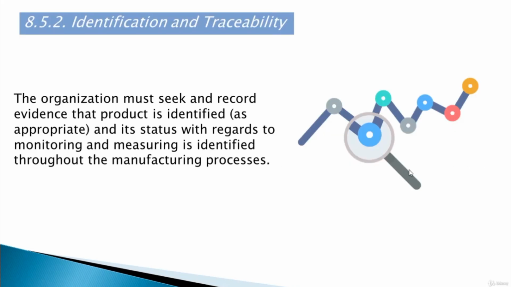The second subclause of the production and service provision is the identification and traceability.